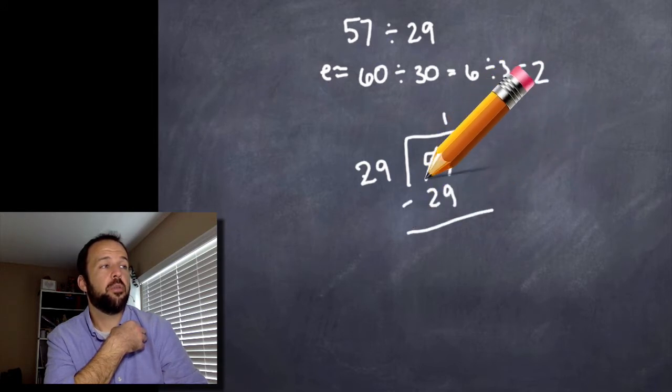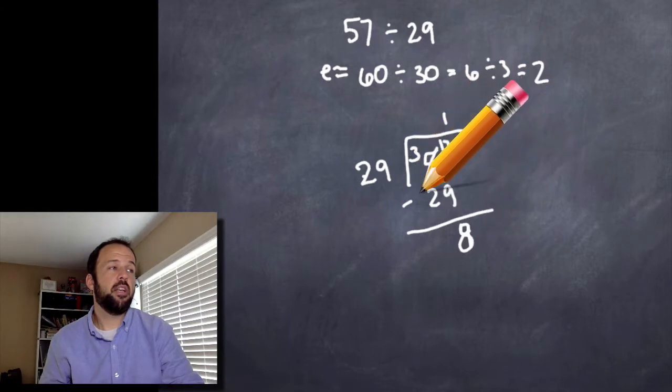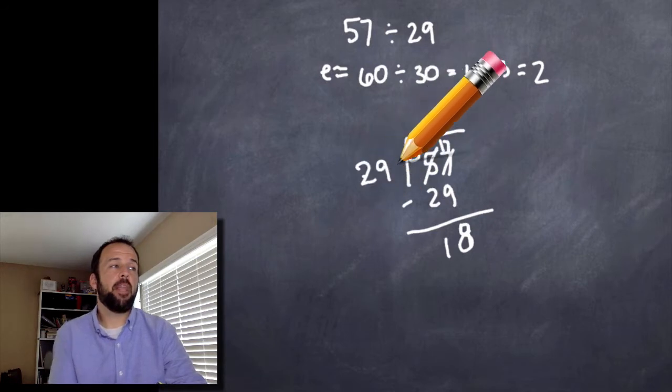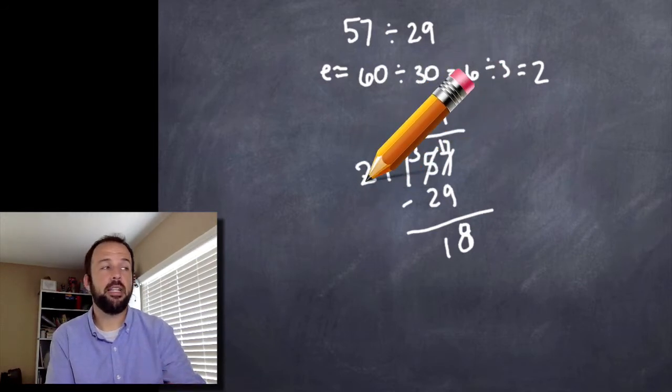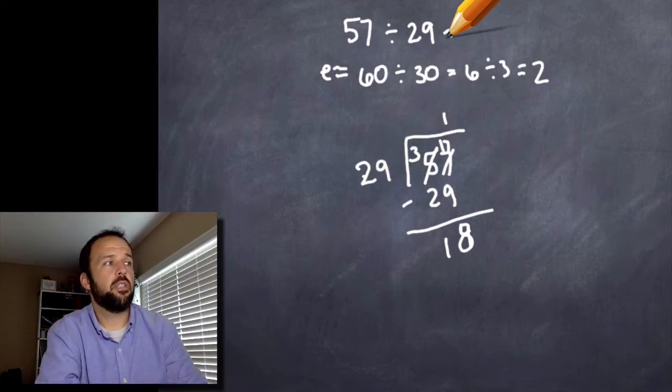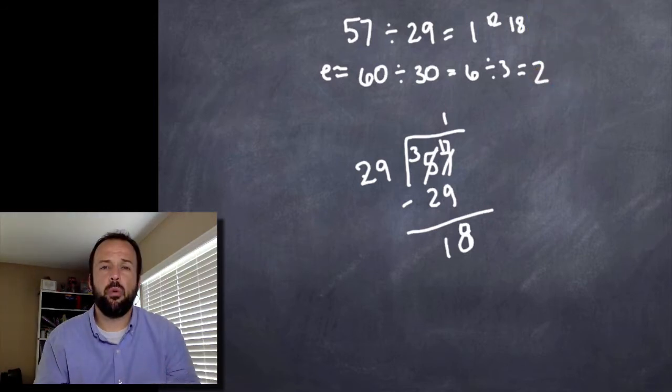Subtract this through. So 17 minus 9 is 8. 3 minus 2 is 1, so 18. So I'm left with 18 left over. And I can't count by 29 to get 18. So I know that that's just going to be how it is. So my answer here is going to be 1 with a remainder of 18. Okay? Alright guys, so we rolled through a couple of examples together there, and hopefully this is starting to make sense.